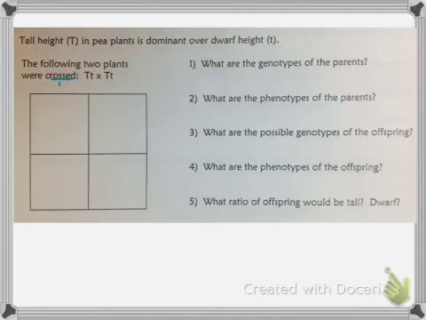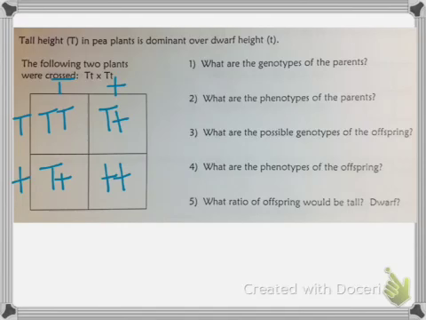And so we set up the Punnett square with 1 parent above and 1 parent on the left side of the Punnett square, and then we just combine the alleles, and you should have this Punnett square filled in from yesterday. And after we fill in the box, we answer the questions 1 through 5.